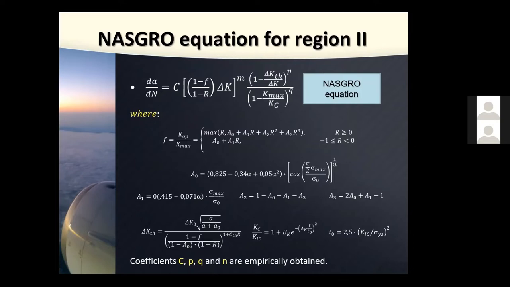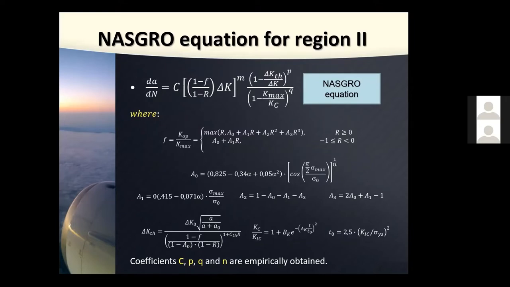So the NASGRO equation. Working together on one project, NASA researchers and researchers from, I think, Southwest Research Institute, I'm not sure, worked together, and they carried out thousands of experiments with different metals in order to evaluate this region number two, to find the appropriate formula for this region number two. And then they came up with this NASGRO equation.